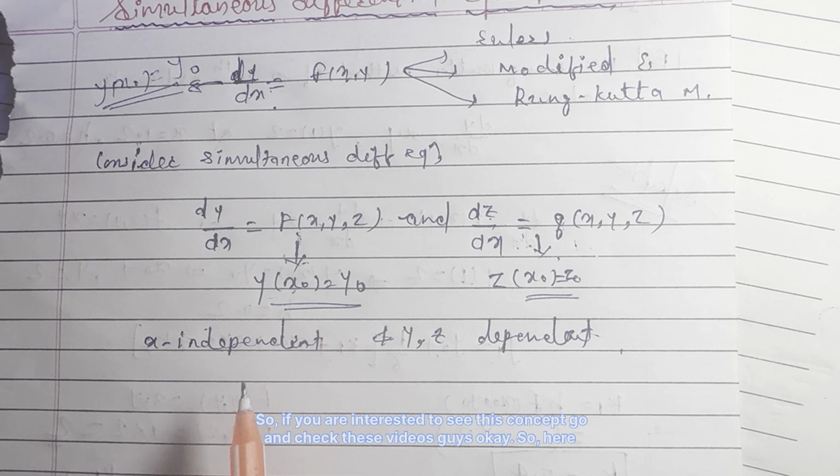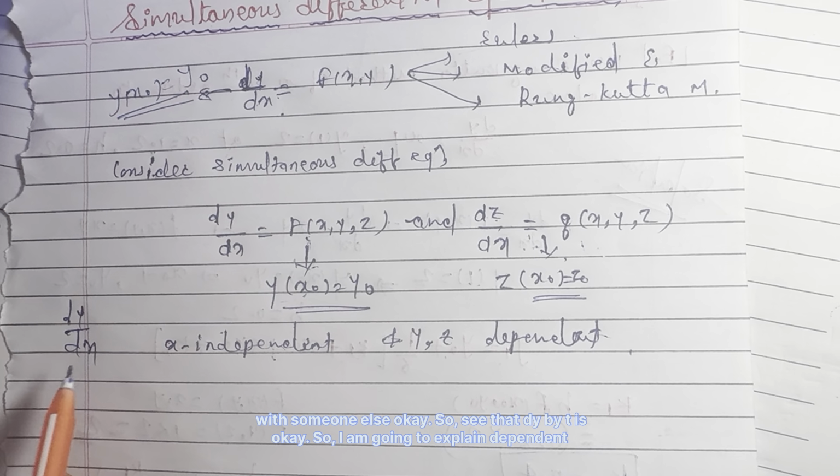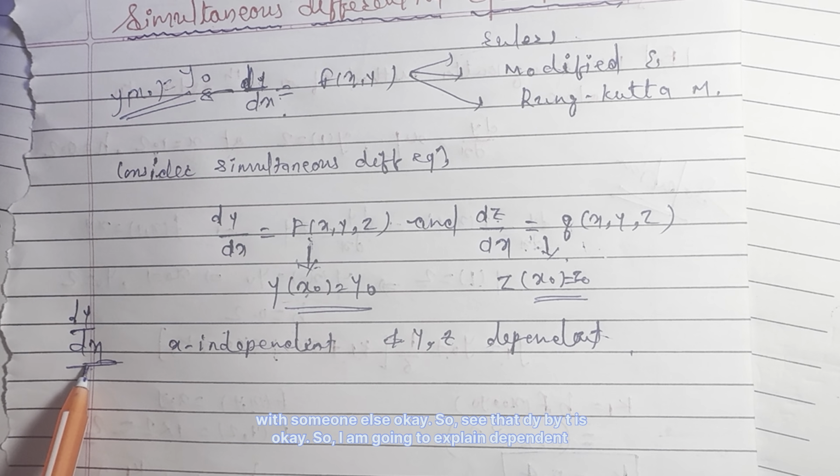Here we have x as the independent variable and y as the dependent variable. Independent means the variable which is not dependent on anyone else. Dependent means the variable needs to depend on someone else. See that dy by dx. I'm going to explain dependent here.